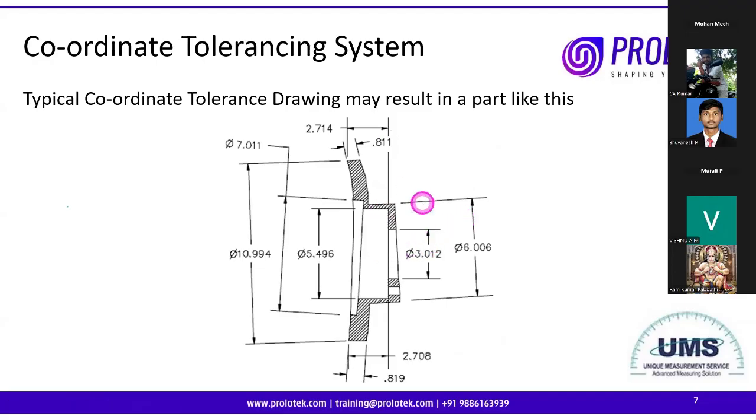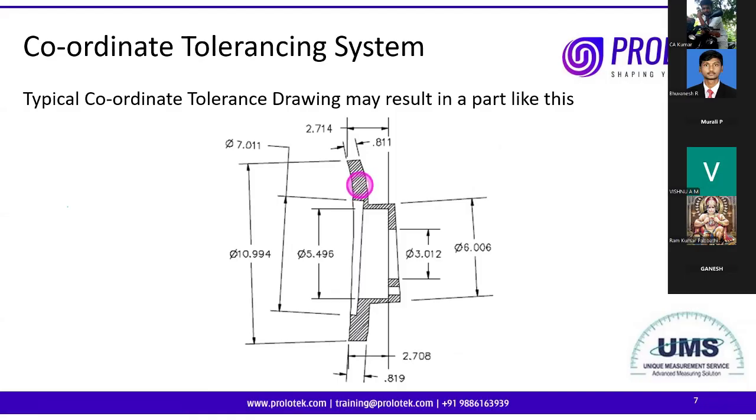That is where the problem started in the olden days. The assembly mechanic will not be able to assemble this part. He was the person who was checking whether the part will fit properly and function properly or not, and he was accepting or rejecting the part, which was taking a lot of time, effort, and money for producing parts. To overcome this, the system was formed which is nowadays called GD&T, geometric dimensioning and tolerancing.